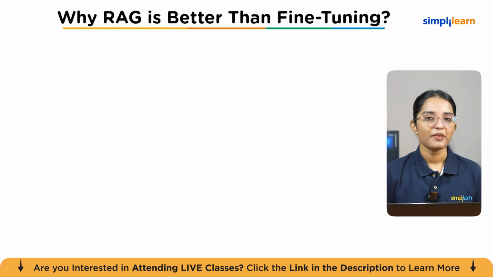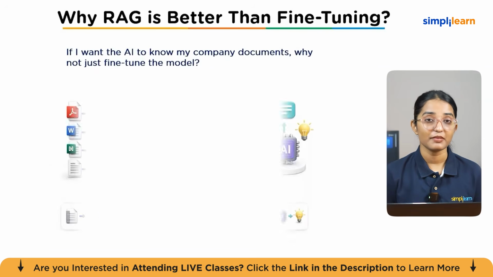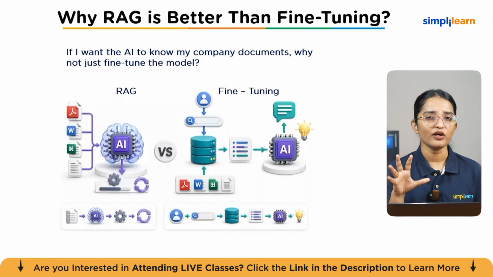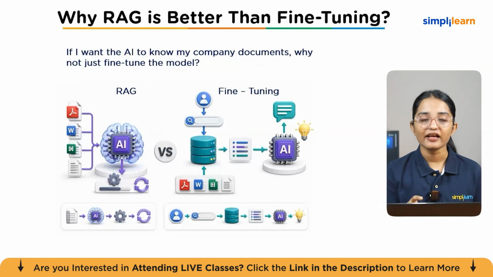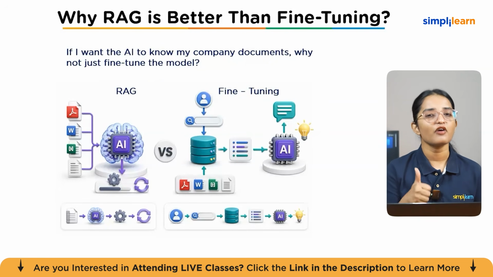So why is RAG better than fine-tuning? Now, RAG is better than fine-tuning in many cases. Many beginners ask this, if I want the AI to know my company documents, why not just fine-tune the model? That's a good question. Fine-tuning means changing the model using extra training. But RAG is often preferred because it is faster to update.